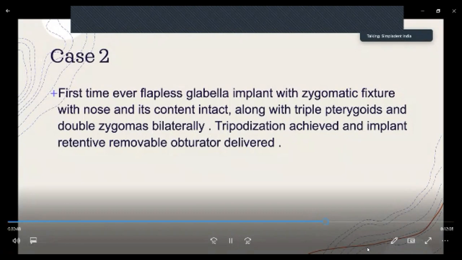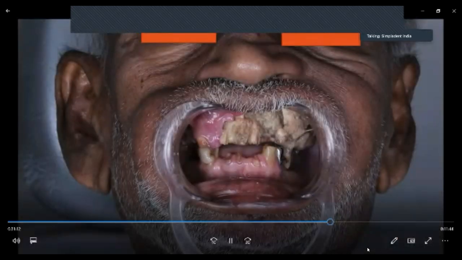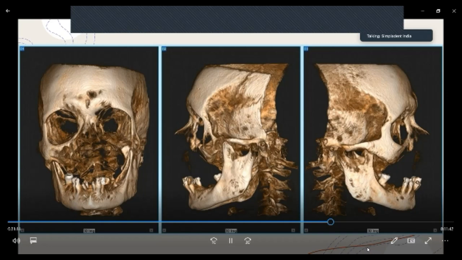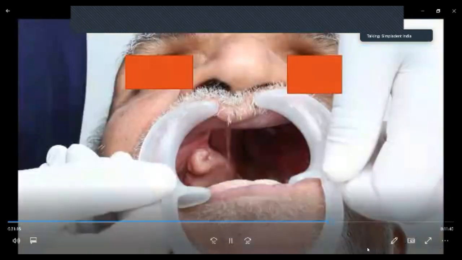But of course, as I say, at stage one of the secondary cutaneous mucormycosis, all the turbinates and everything had been removed. So we have a crest, a part to place a glabella implant. This is the first time ever a flapless glabella implant, with zygomatic fascia, nose and its content intact, along with triple pterygoids, double zygomatic bilaterally. We did it, tripodation achieved, implant retentive, no obturator delivered. So mucormycosis was there and it affected the bone. You can see how the bone is there.